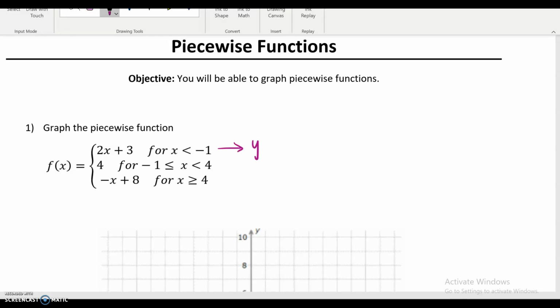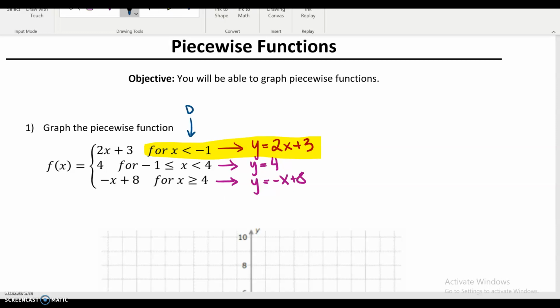This particular equation is kind of like the equation y equals 2x plus 3. This one's kind of like the equation y equals 4. And this one's kind of like the equation y equals negative x plus 8. But then you're given these restrictions. So this one, you're only looking at the x values that are less than negative 1. So essentially what this is here, this is a domain restriction.